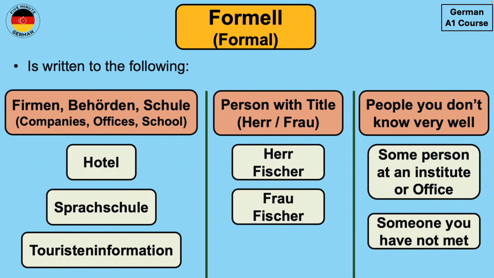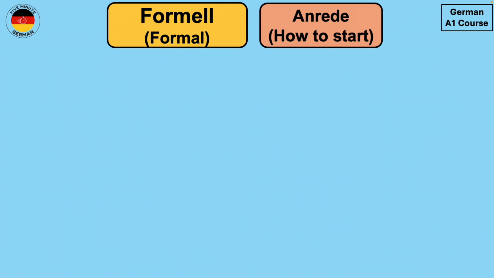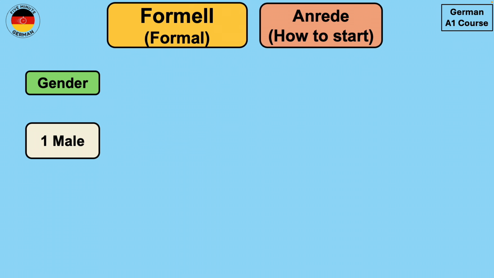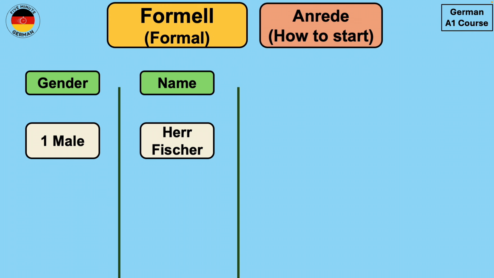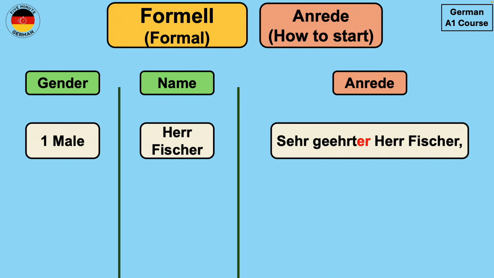So how do you start a formal letter or an email? So this starting is also called Anrede, and depending on who you are writing to, the starting will be different. So for example, if you are writing to one male whose name is, for example, Herr Fischer, then you will write the Anrede as Sehr geehrter Herr Fischer, which means Dear Mr. Fischer, and you will also add a comma at the end.